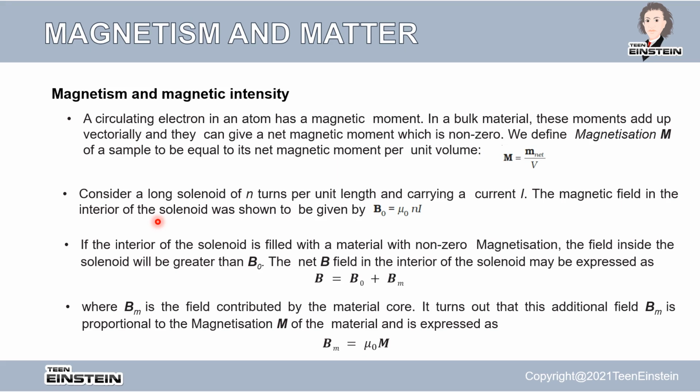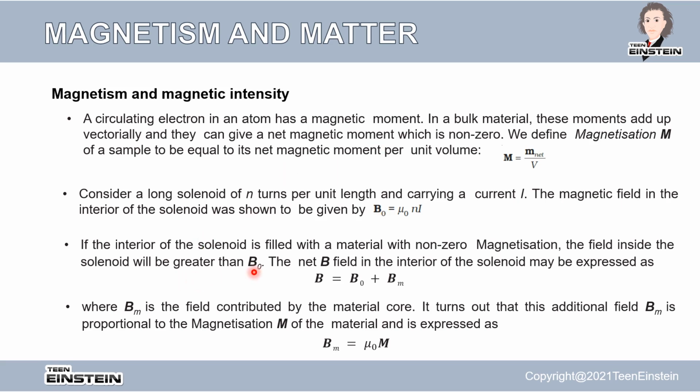So consider a long solenoid of n turns per unit length and carrying a current I. The magnetic field in the interior of the solenoid was shown to be given by B0 equal to mu 0 nI. So we are using a 0 here because this is a solenoid, and inside the solenoid there is nothing but vacuum or air. So in this case, B0 equal to mu 0 nI. This is the magnetic field in the core of the solenoid, in the interior of the solenoid, produced because of the current passing through the turns.